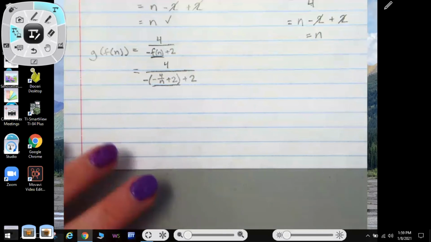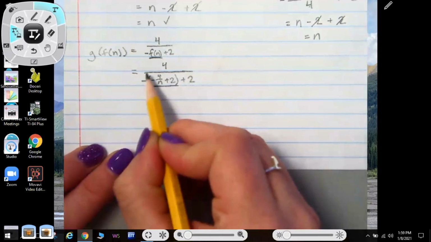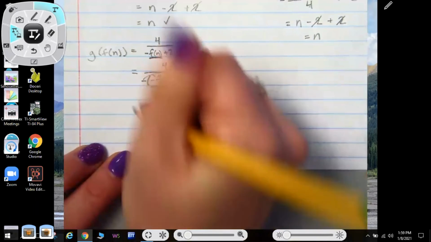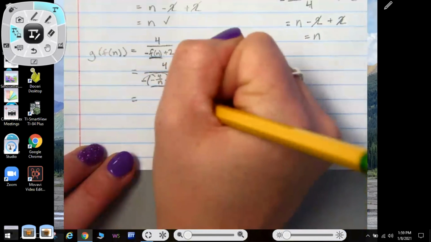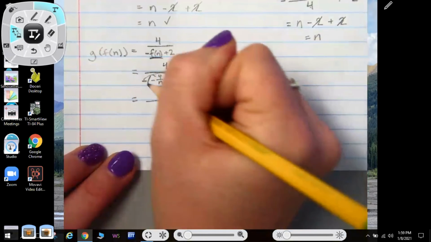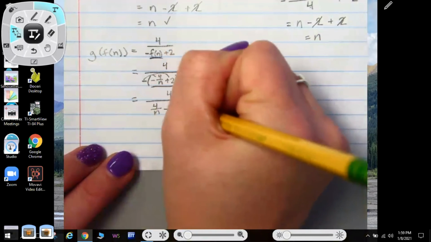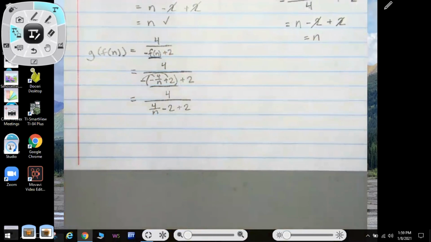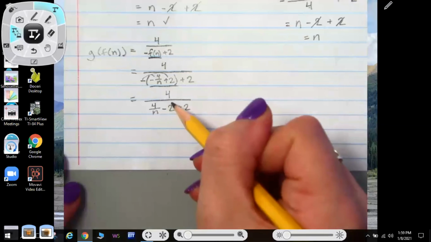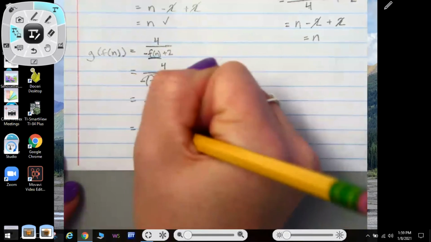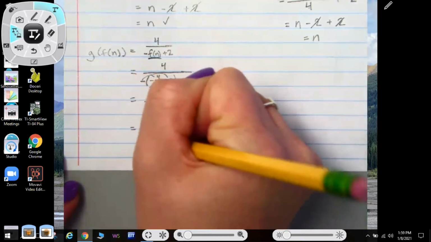Now, let's simplify this. The first thing that needs to happen is get rid of these parentheses by distributing this negative. So that just becomes a positive 4 over n and a negative 2 plus 2. Negative 2 plus 2 is 0. So we end up with 4 over n.